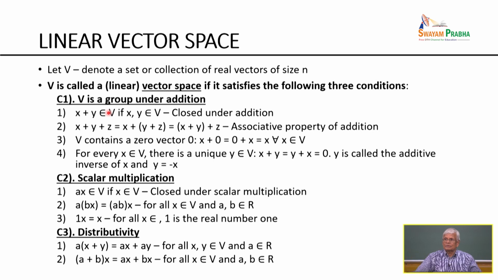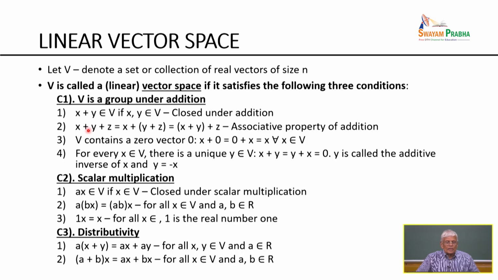Closure is important. For example, humans reproduce humans. Every species reproduces the same species. So under the operation of reproduction, every species is closed. So x is a vector, y is a vector. Under the operation of addition, I get another vector. That's called closure. In mathematics, closure is a fundamental property. If you don't have closure, you are going to go out of the set. If you are going to go out of the set, then you are not in business. So a set being closed under a certain operation is a very fundamental requirement.